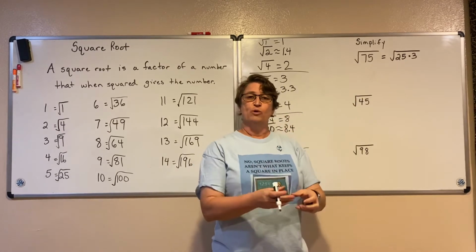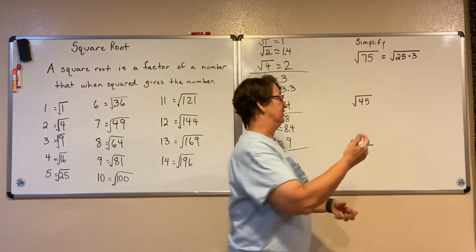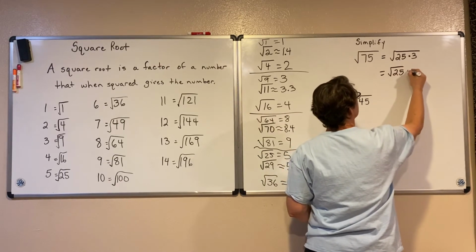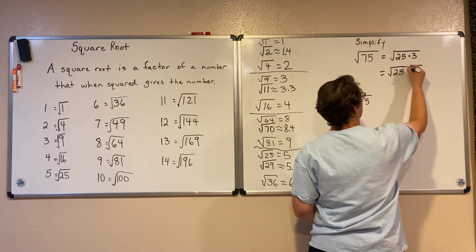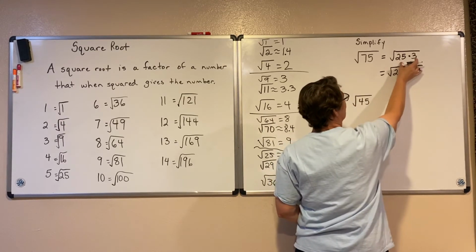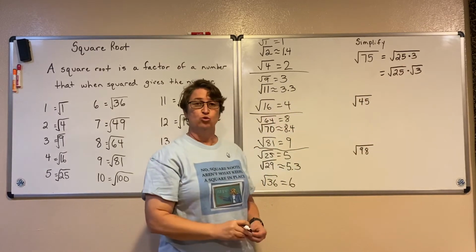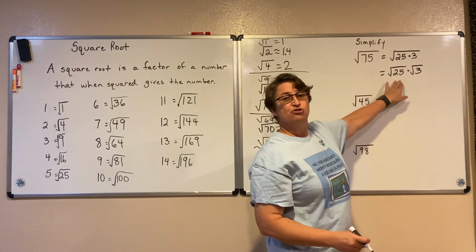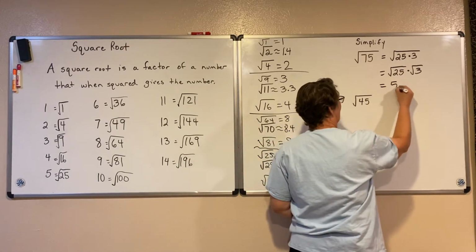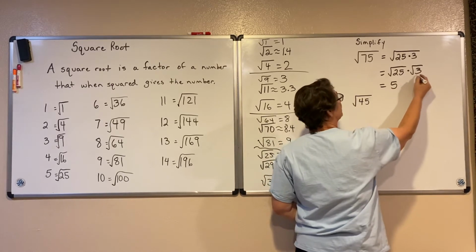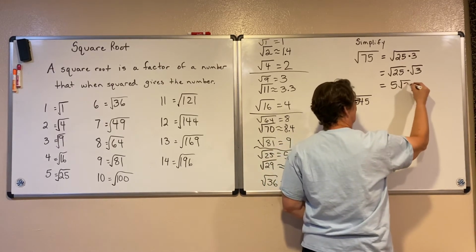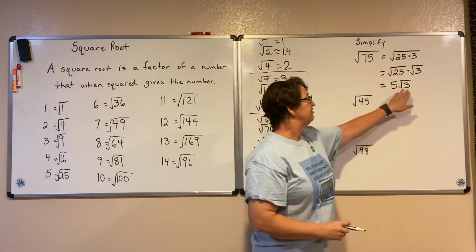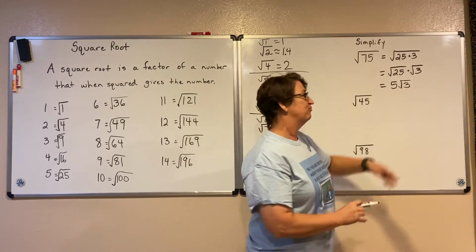Then we have a rule with square roots that we can separate them. So I can write this as the square root of 25 times the square root of 3. All of those things are equal to one another. Oh, I know what the square root of 25 is. The square root of 25 is just 5. The square root of 3 is a number, it's just not pretty. So I'm going to leave that as the square root of 3. This is the square root in exact form.